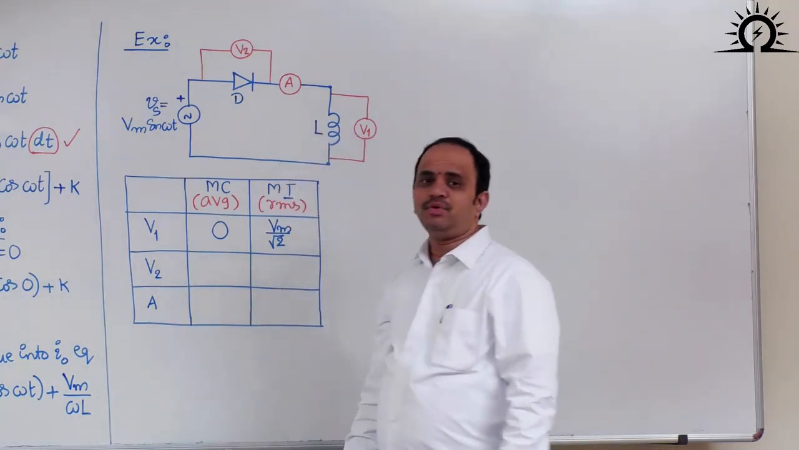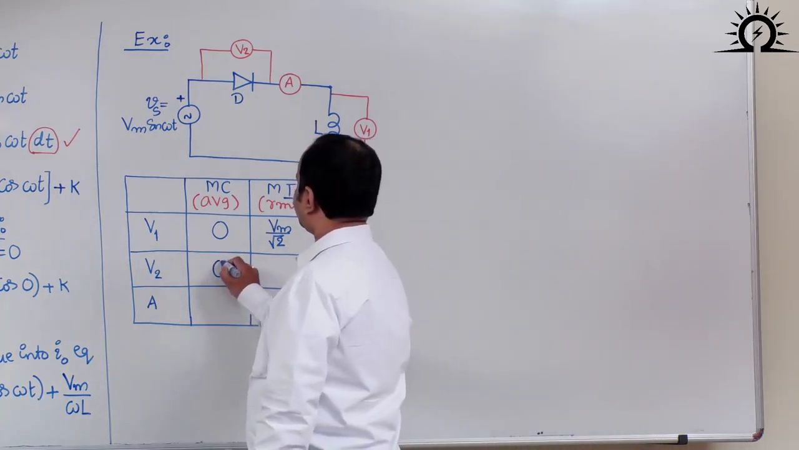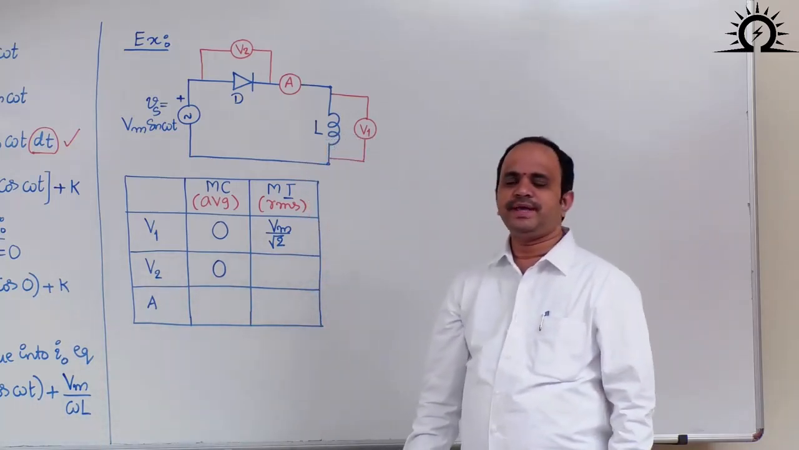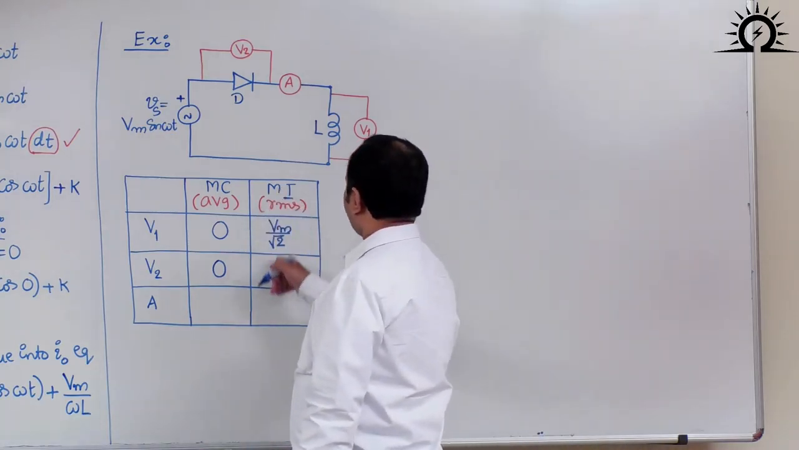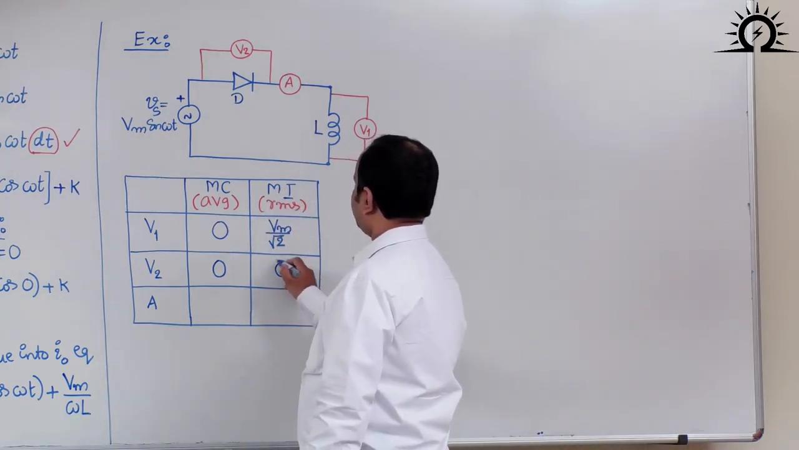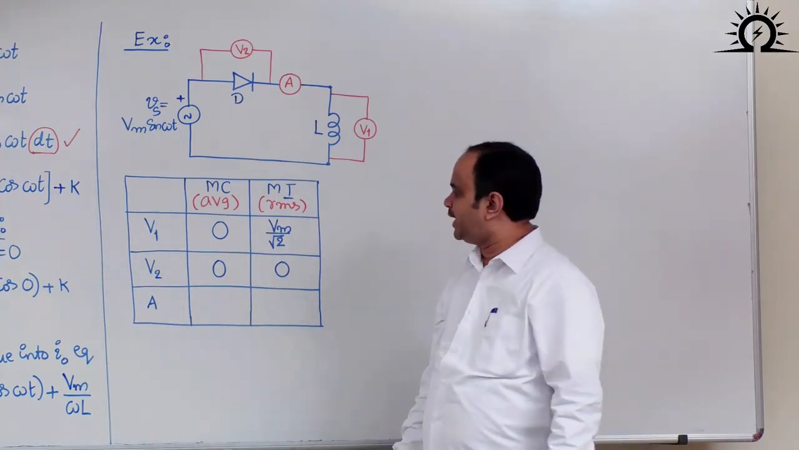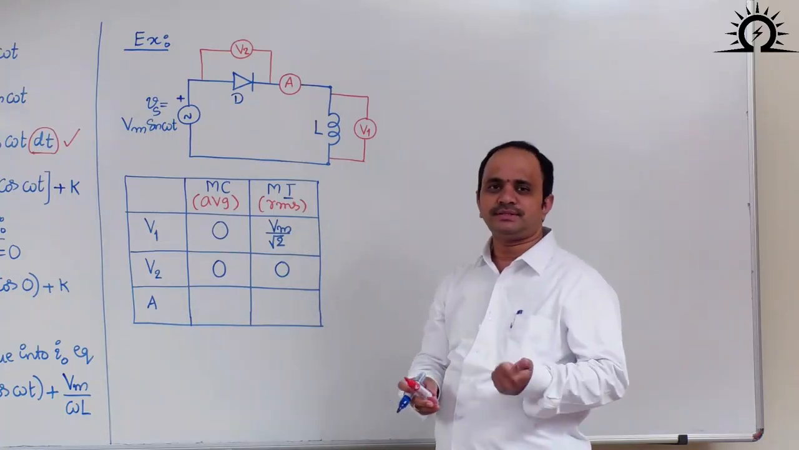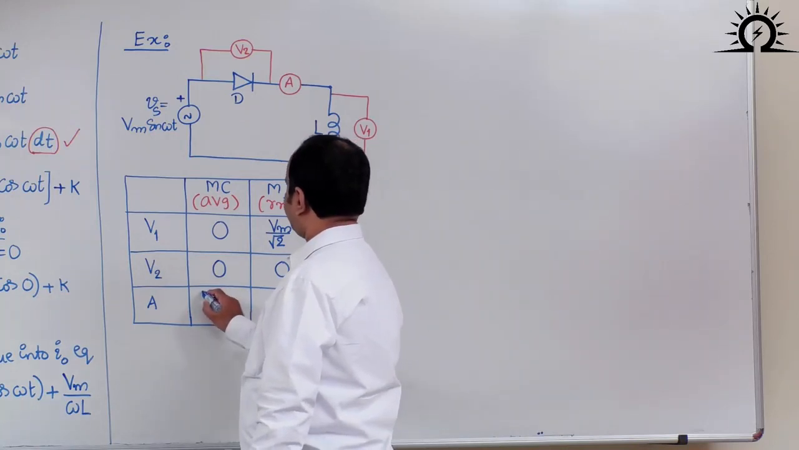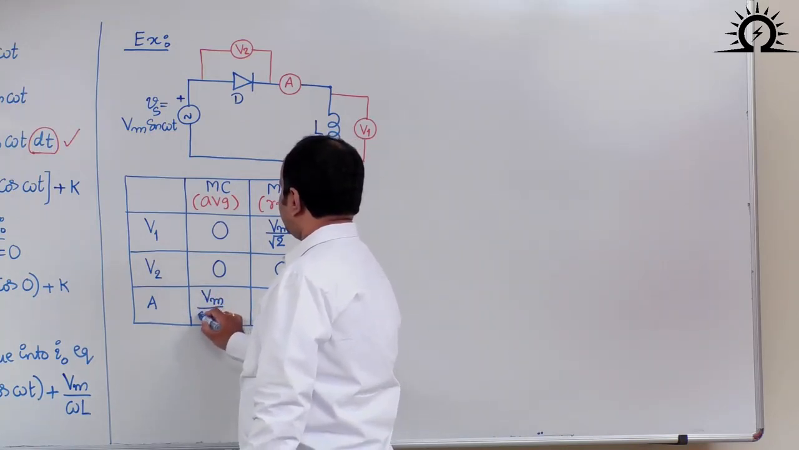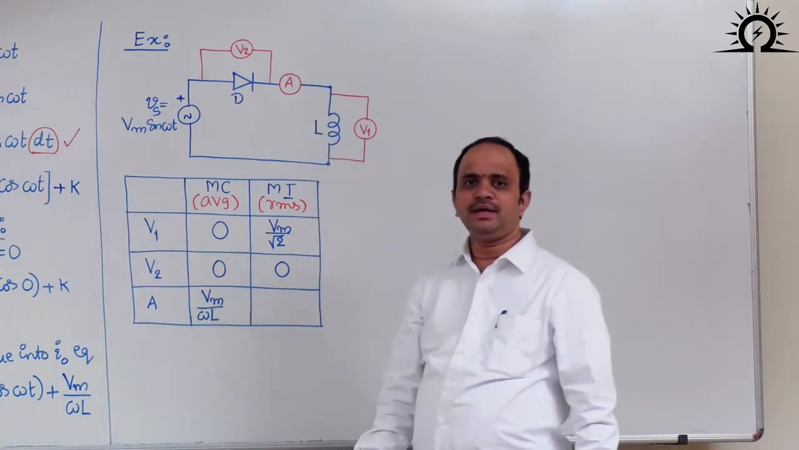Next, V2: as the second voltmeter is connected across the diode and the diode is always in conduction, the voltage across the diode is equal to 0. What about the MI instrument? This will also measure 0 because the diode is always in conduction. Whether it is average or RMS value, the voltage is always 0. Now coming to the ammeter average value, just now we calculated it: Vm by omega L.